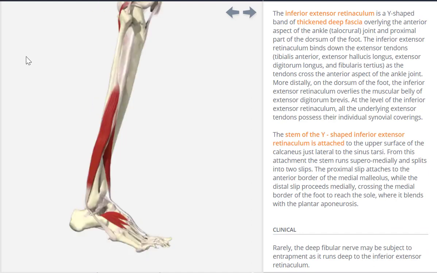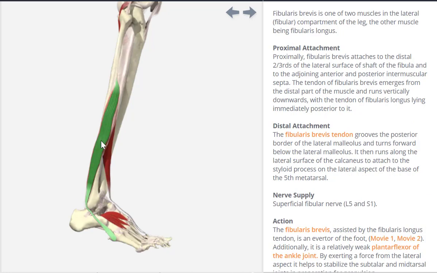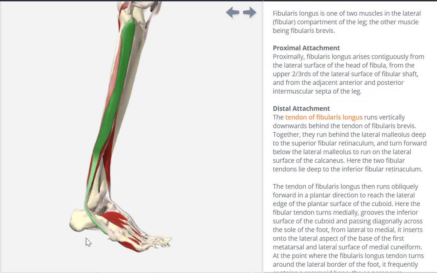This is now a view of the lateral side of the leg. We can see the fibula here. See its proximal head, distal head. Distal head is also called the lateral malleolus. We have the fibularis brevis. We have the fibularis longus.